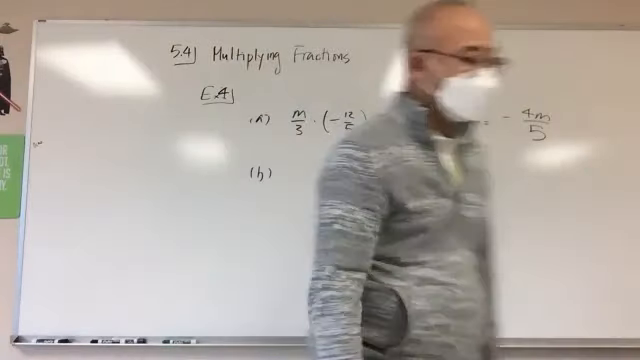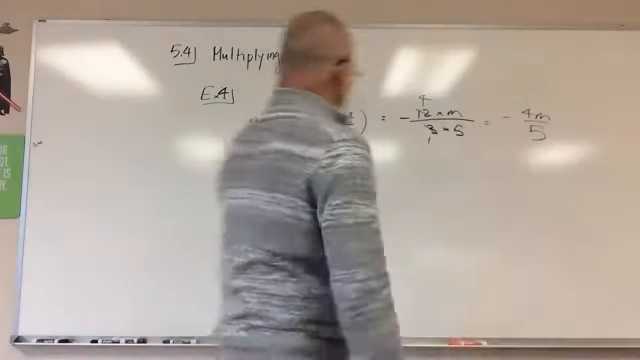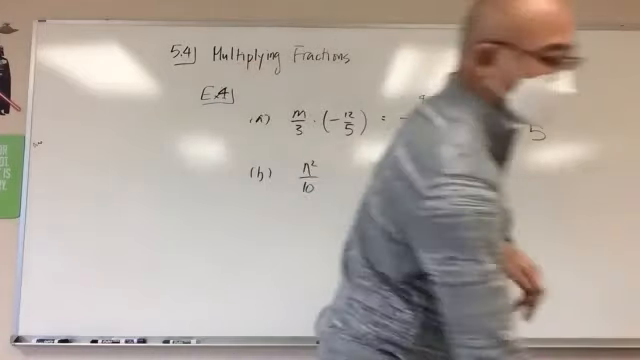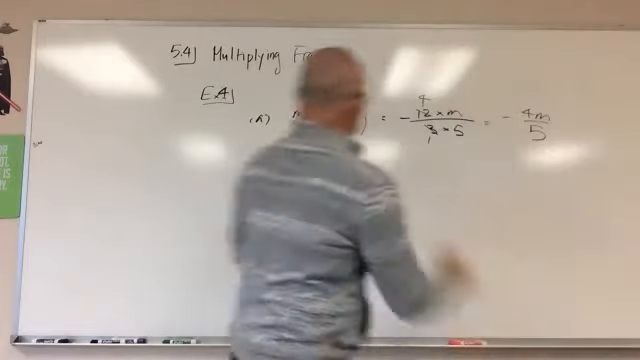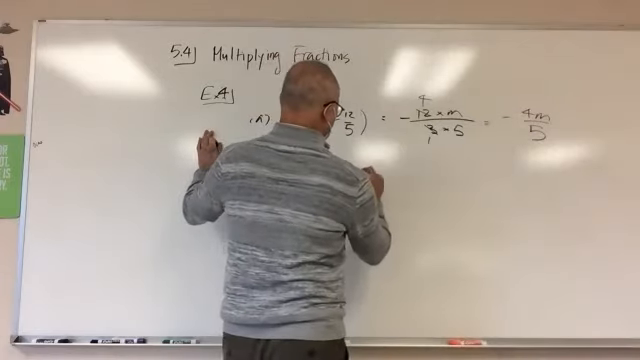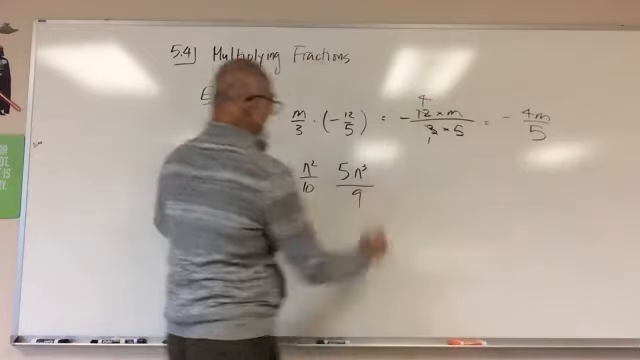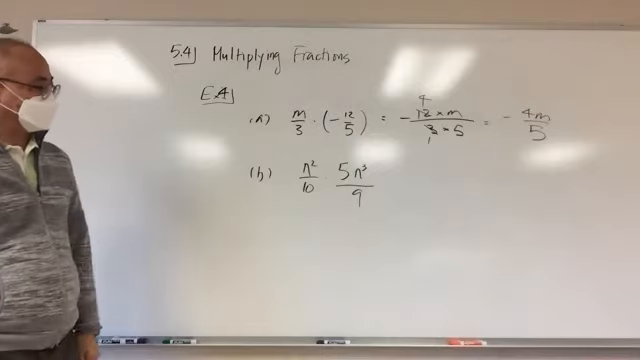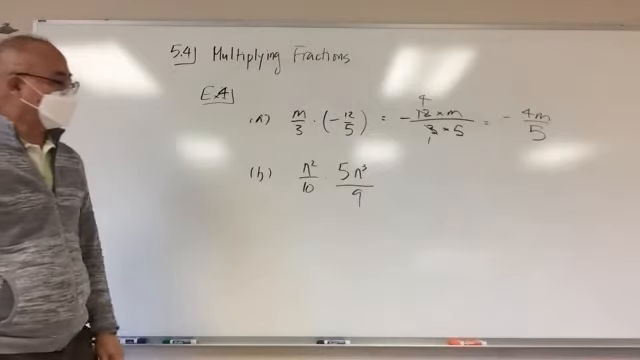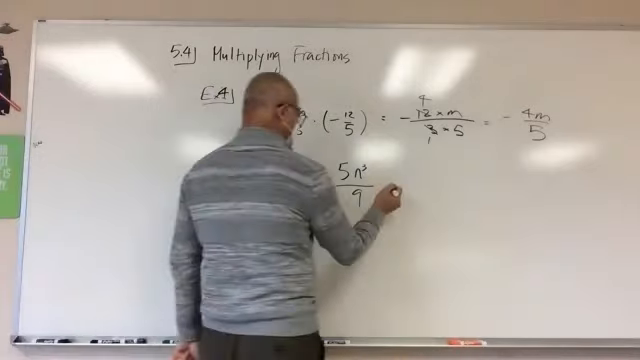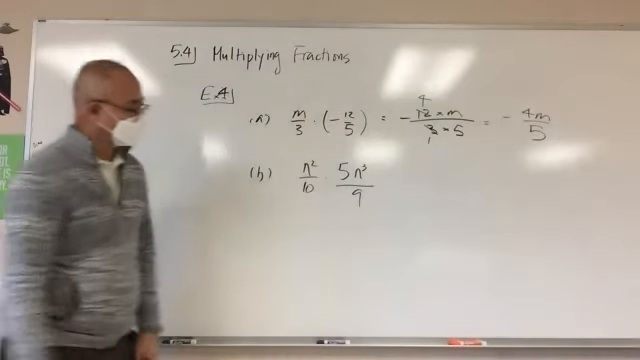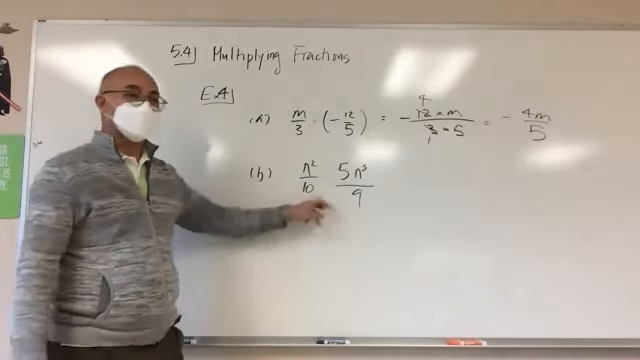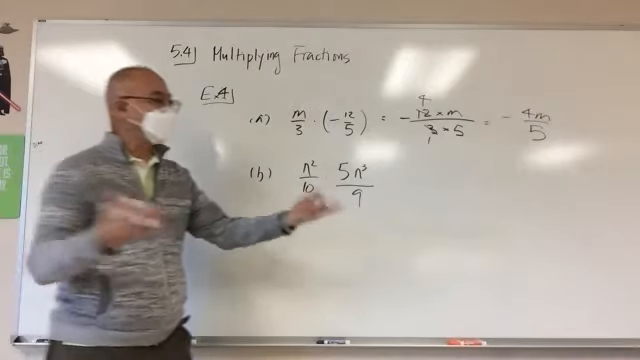In B, we have n squared over 10 times 5n cubed over 9. Okay. Grace, what am I going to do? How am I going to do this? It's a positive times a positive, so it's positive, right? There's nothing, we don't have to worry about the sign.